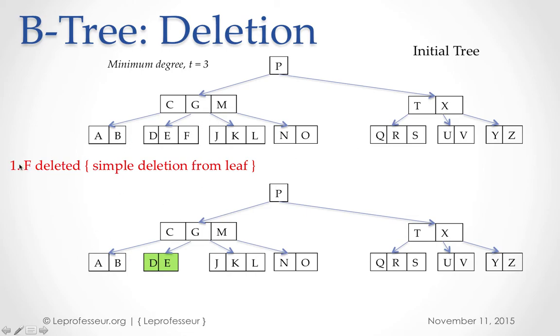Now, case number 1: we want to delete a key F from a node, and this node is a leaf node. So we just simply delete F, and after deleting F, we are left with the remaining keys at this node. Very simple.